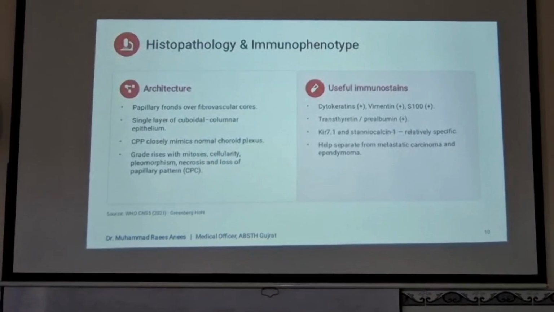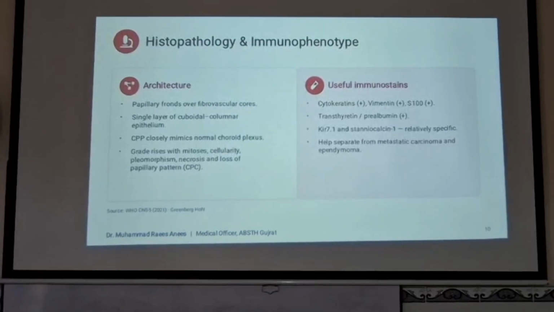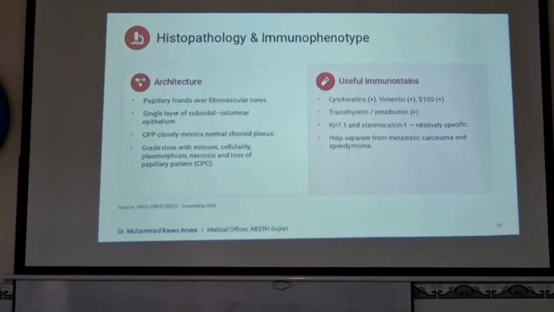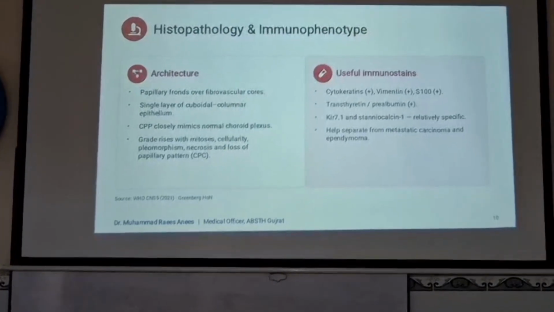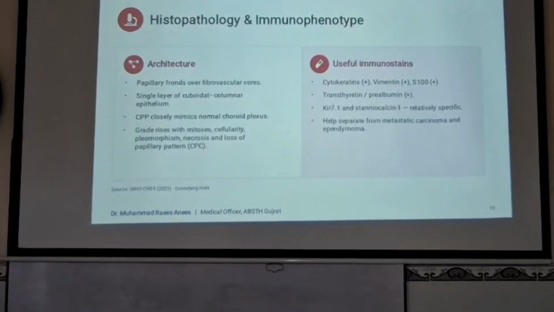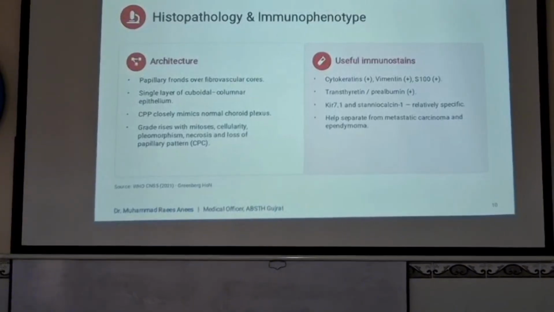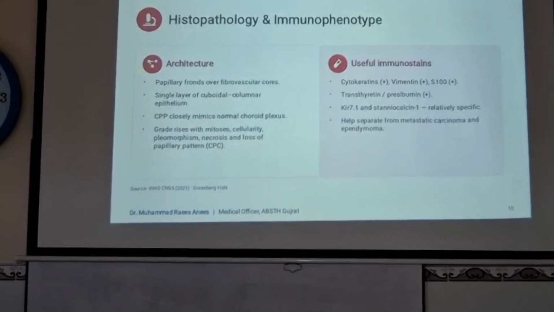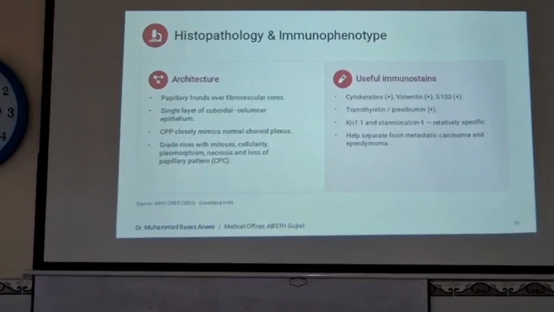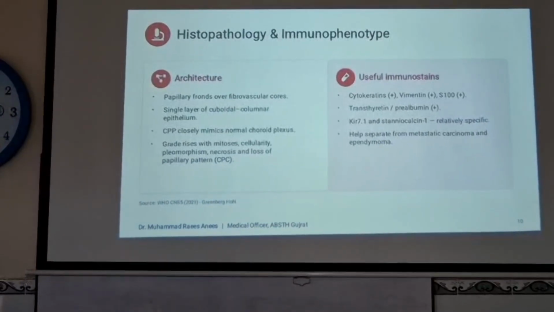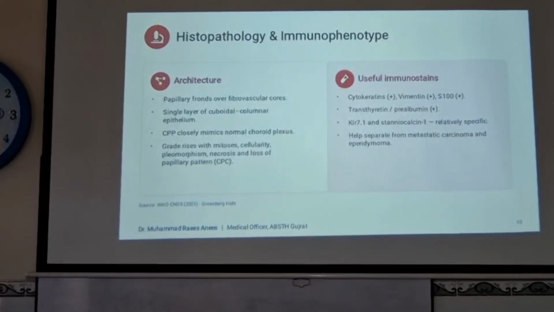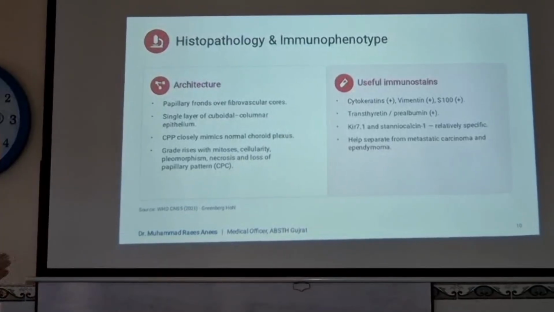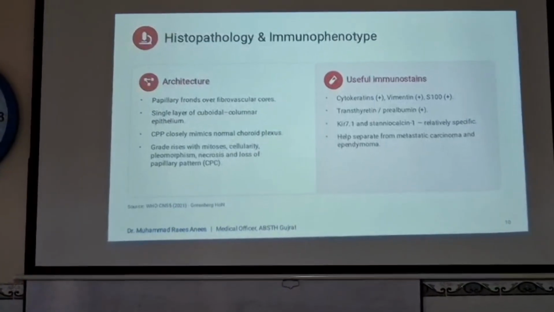On architecture, there are papillary fronds over fibrovascular cores. A single layer of cuboidal to columnar epithelium is present. The choroid plexus papilloma closely mimics normal choroid plexus. So grade rises with mitosis, cellularity, pleomorphism, necrosis, and loss of the papillary pattern, which is very specific to the choroid plexus papilloma.